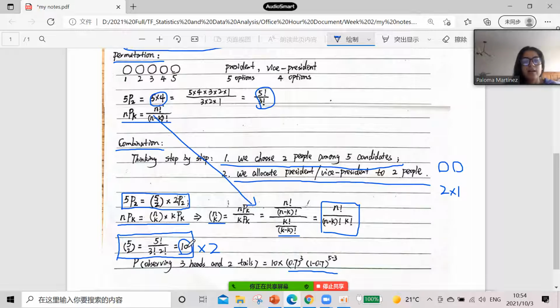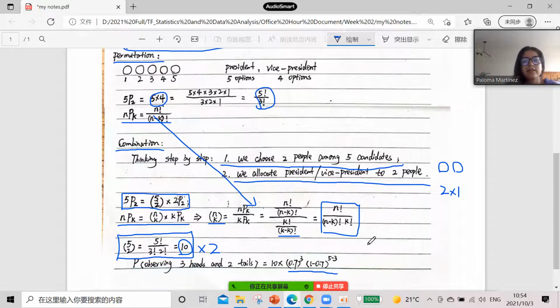So just in this case, intuitively you can see it's just the 2 times relationship. I have a quick question. Is n always the total number of choices? That's true. So n is always the largest number or the total. Yes. And then k is how many choices you have.